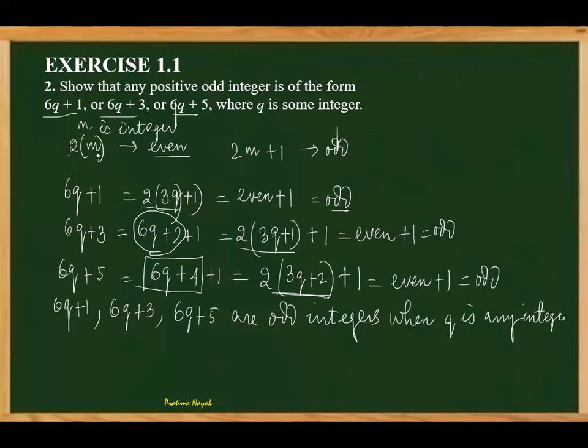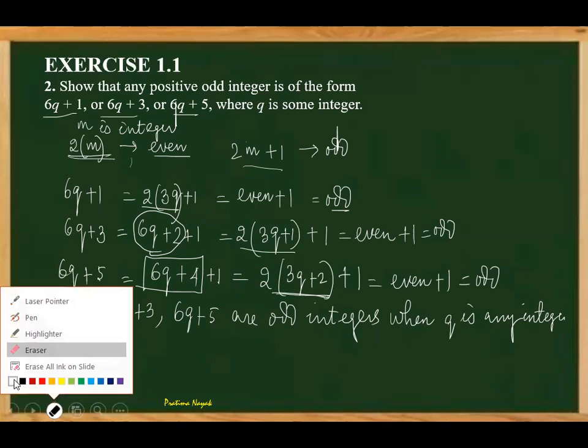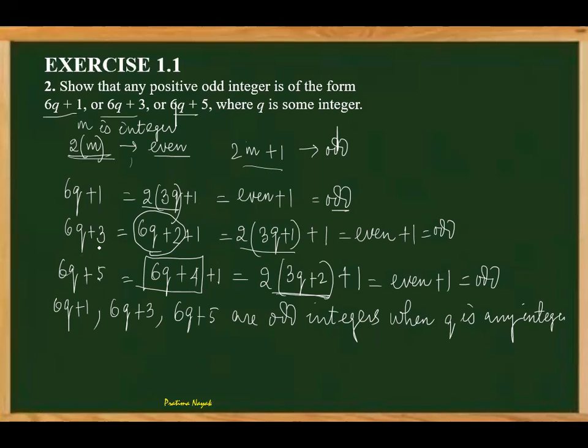Any multiple of 2 is even. The next number, the successor of it, is an odd number. This concept we are applying, and 6q can be written as 2 into 3q, so it is even. So what is the next to even? That will be odd. In this way, we have to write 6q plus 3. I split 3 as 2 plus 1. I took 6q plus 2 together, and I took 2 common, so 3q plus 1 is left. So the whole thing is even plus 1, that will be an odd number.